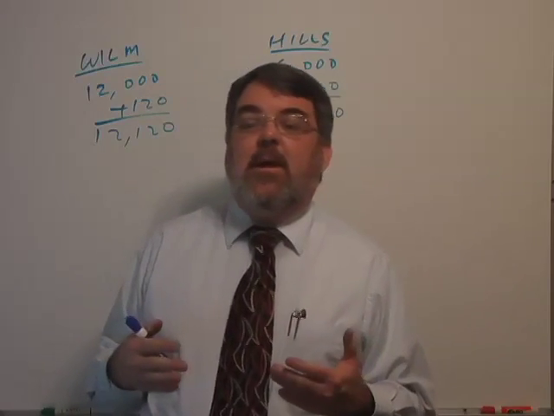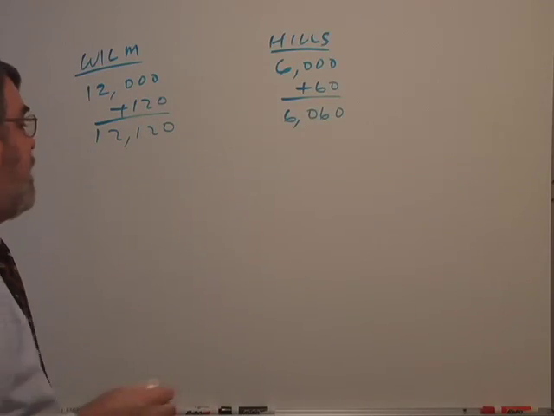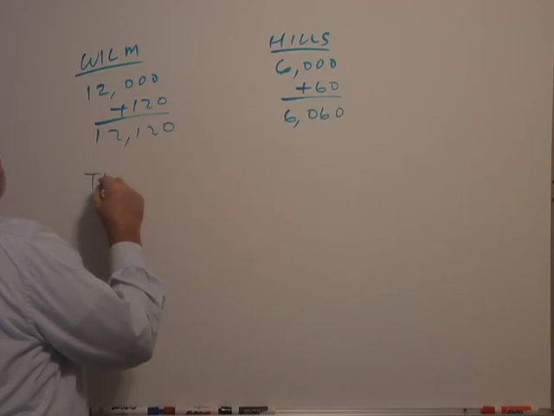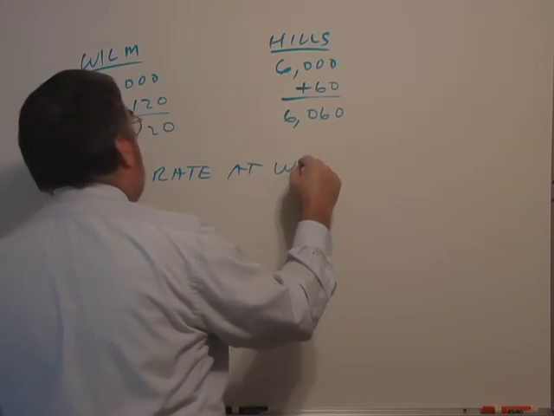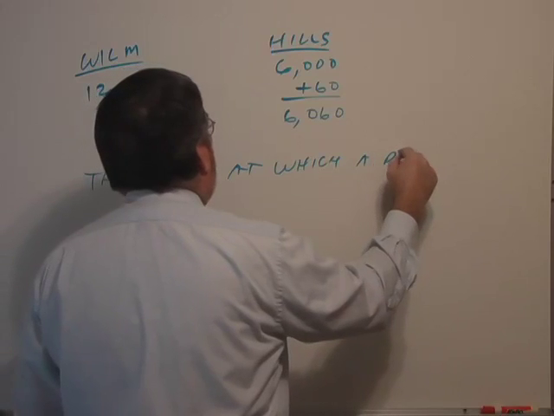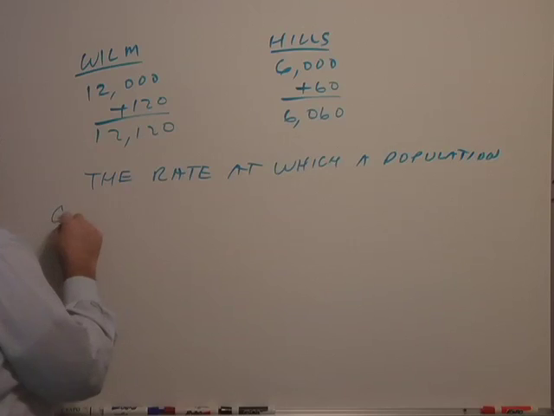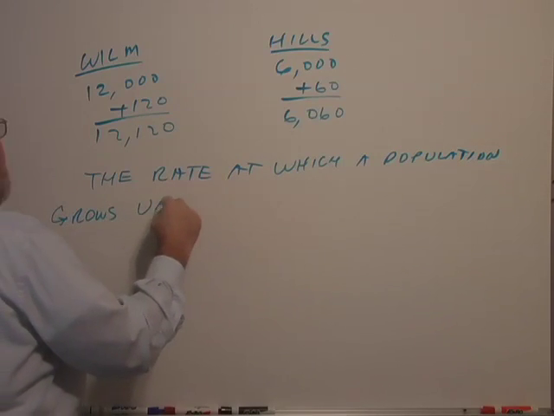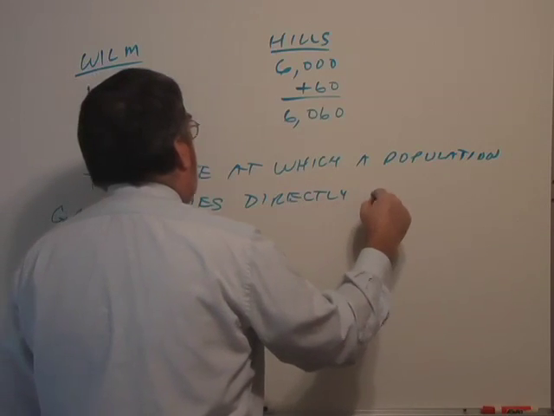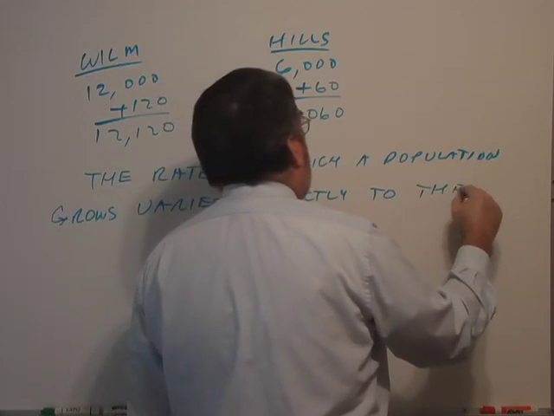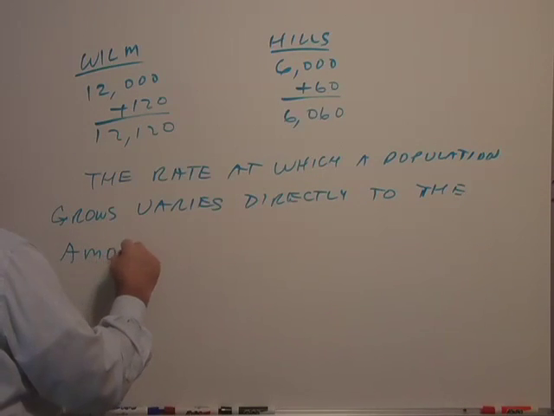Well, that's a variation problem. So you can state it this way: the rate at which a population grows varies directly to the amount present, or the number of people present.